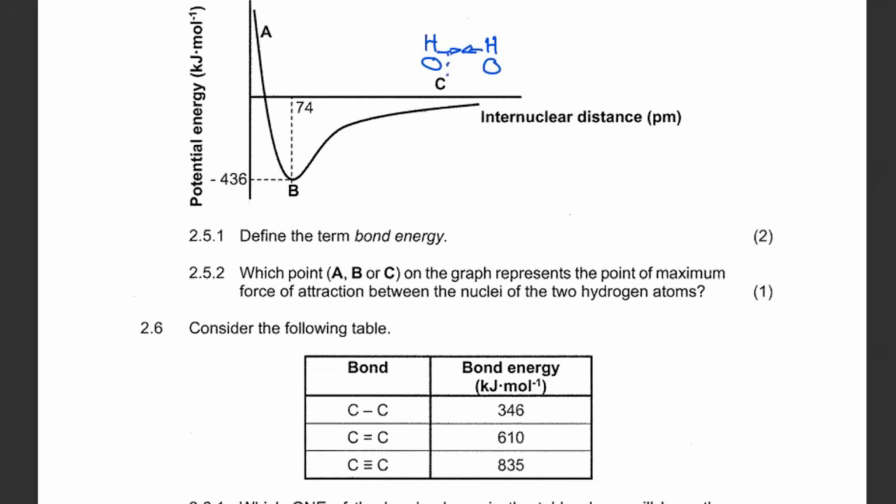Then once they get to B, they're close to each other. Here they will form something like that at B. They were approaching each other, then at A, it means they're too close for comfort, and then they separate. So at B, that's what we have in terms of the structure. Then the first question says, define the term bond energy.